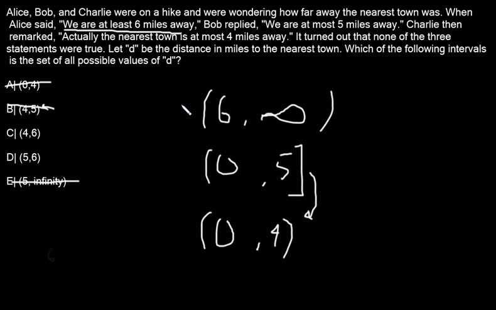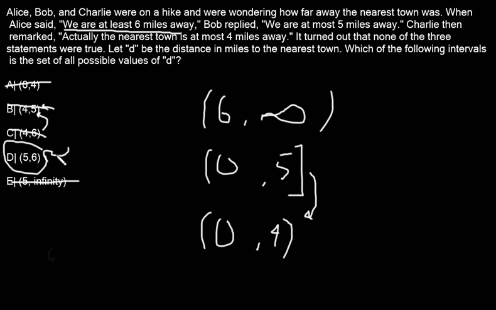And this one right here says 4 and 6. But guess what? 4 to 6 includes all the values between 4 and 5, and we just established that those are wrong. So this one also must be wrong. And so our only answer left is here, and this is the correct answer.